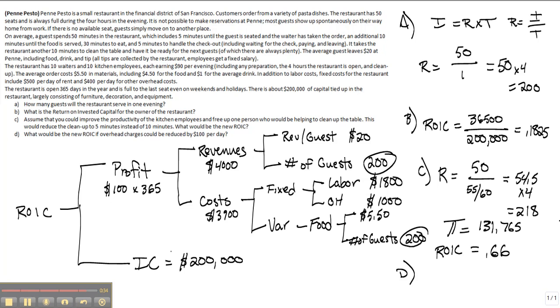For part D, by changing or reducing the overhead charges, you don't see quite as much of a lift in ROIC. There we would just reduce this overhead to $900 and filter that through, and you'd end up with a new ROIC of 0.365.